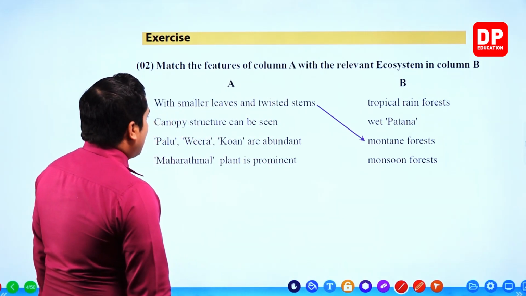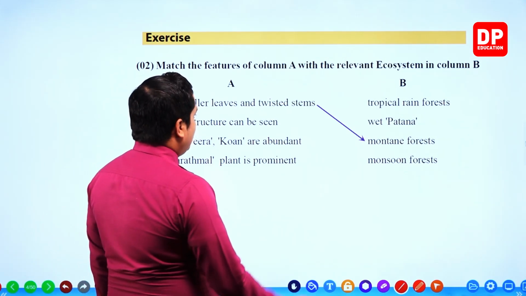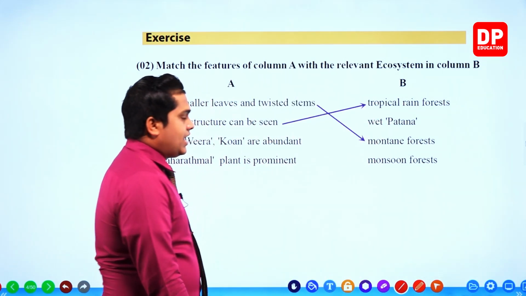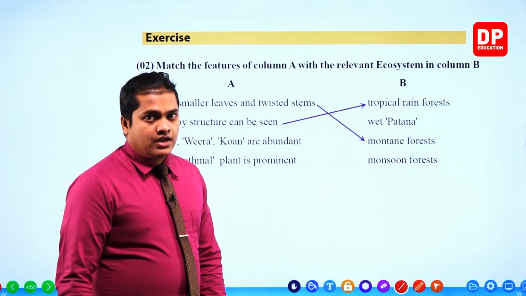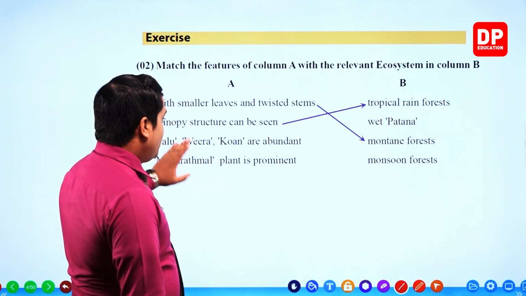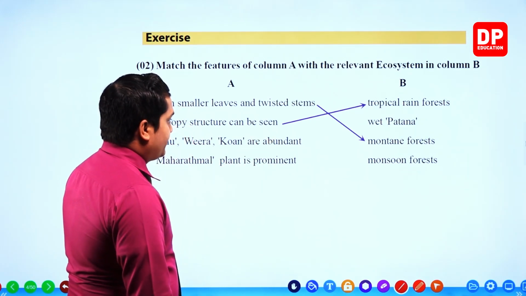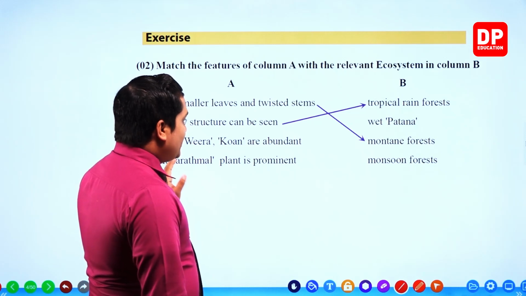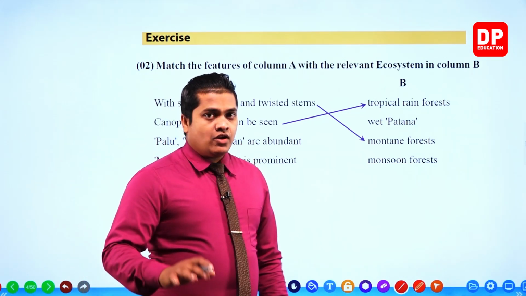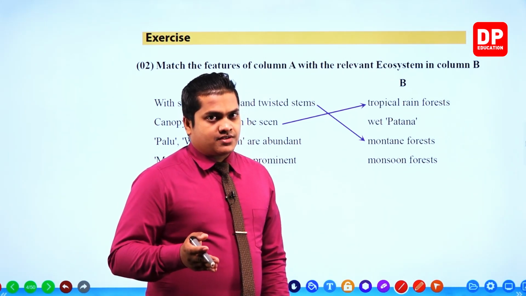Next one, canopy structure can be seen. So canopy structure can be seen in tropical rainforest. Several layers of plants and other types of trees. Okay, canopy structure. First of all, we'll take this one. Paluvira and cone are abundant. So my dear children, we can observe those things in different kinds of forests.